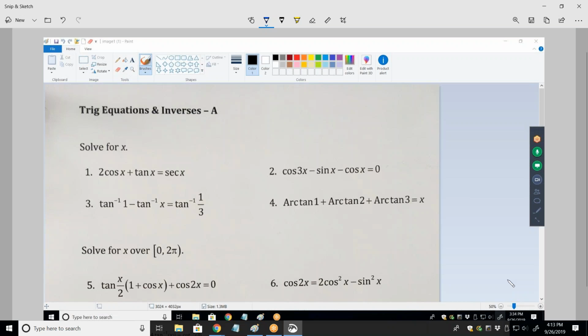Okay. The next one's same thing. In other words, figure out what the inverse tan of 1 is. We know that's pi over 4. Figure out what the inverse tan of 2 is. That's something you got to look up. Figure out what the inverse tan of 3 is. Add those three numbers together. That's what x is.